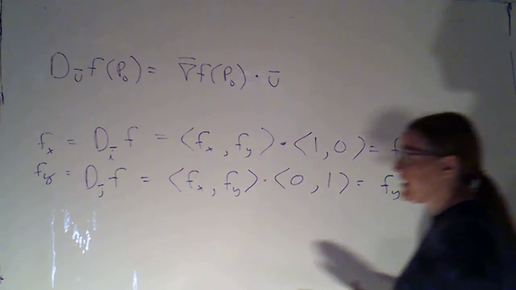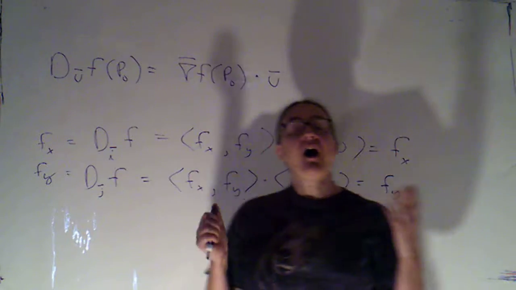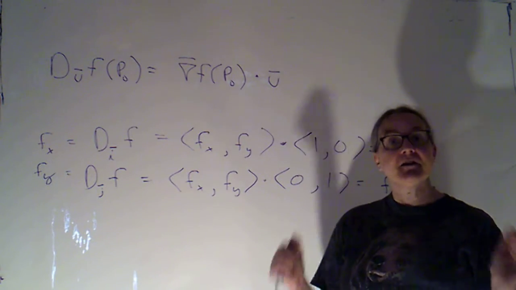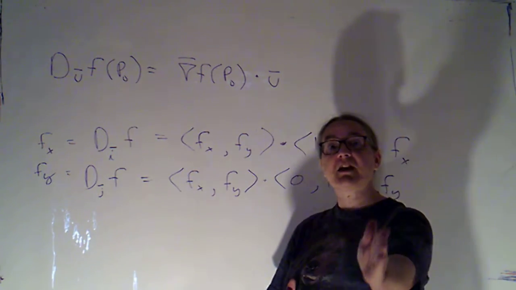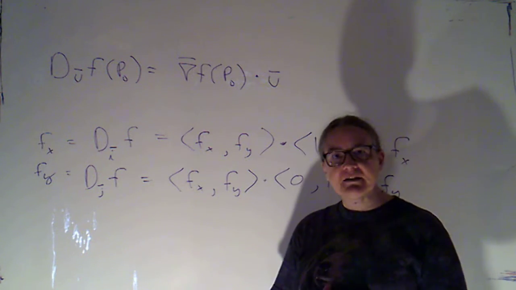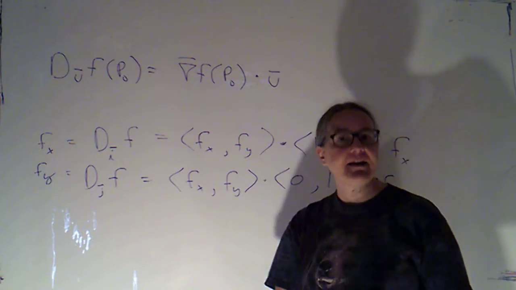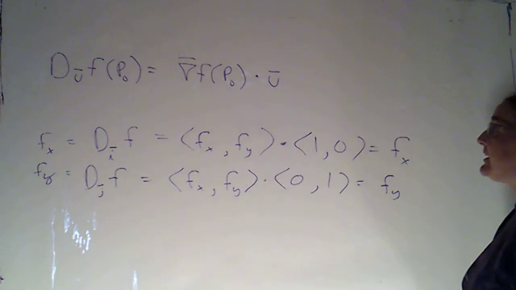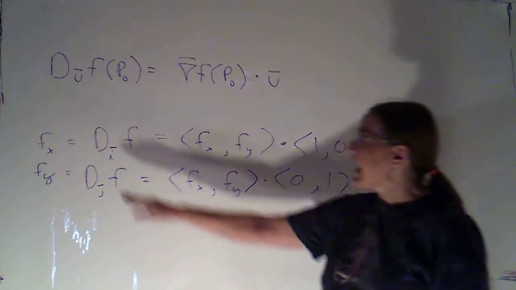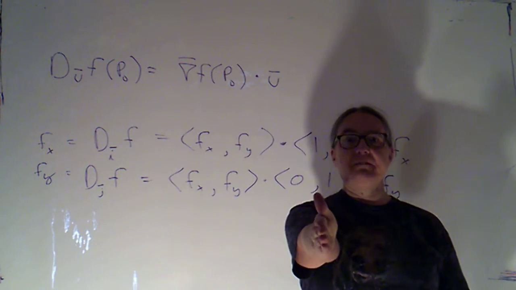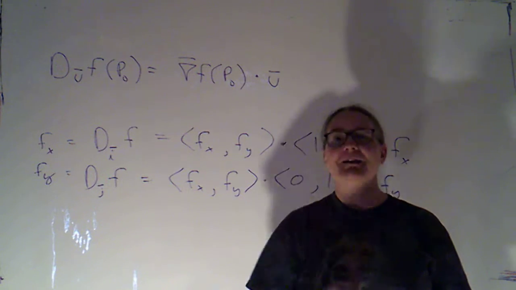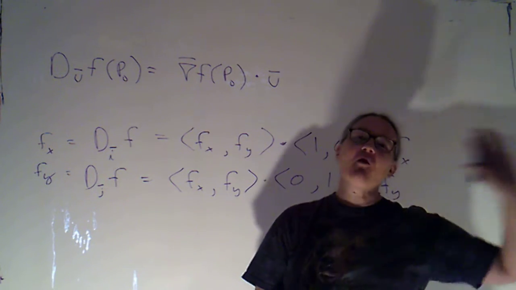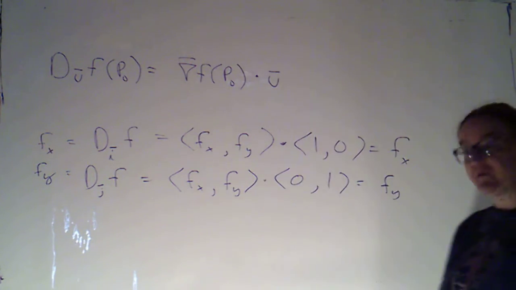So the partial derivatives, f sub x and f sub y, are directional derivatives. They're just directional derivatives in directions that are parallel to the coordinate axes and pointing in the direction of that variable increasing. So f sub x is the directional derivative as we move straight forward, if we're in 3 space, and f sub y is the directional derivative as we move straight to the right.